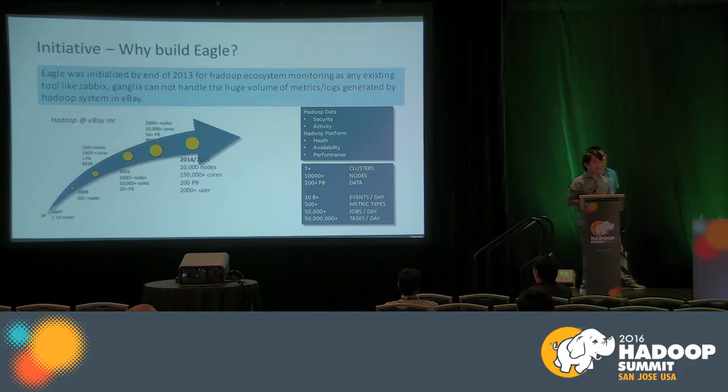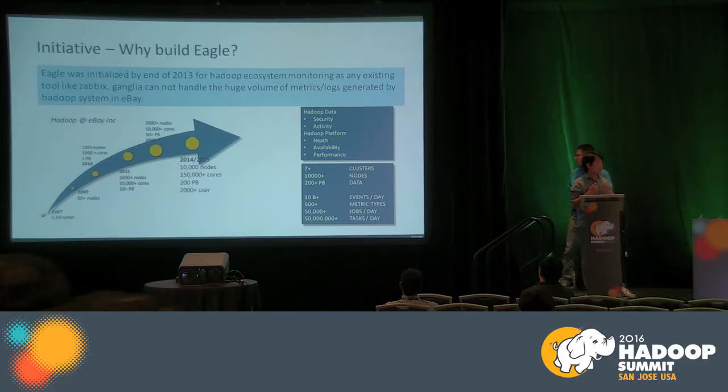Now in eBay, we have more than 7 clusters, thousands of nodes and hundreds of PB of data. As to the monitoring, as an infrastructure team, we want to make sure the data is secured and the clusters are healthy. We have to monitor the events, metrics, jobs, and logs. So the monitoring itself becomes another big data problem as well. We built Eagle because existing solutions may not help a lot to handle such huge monitoring data.